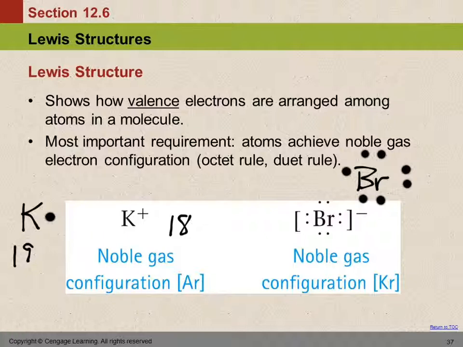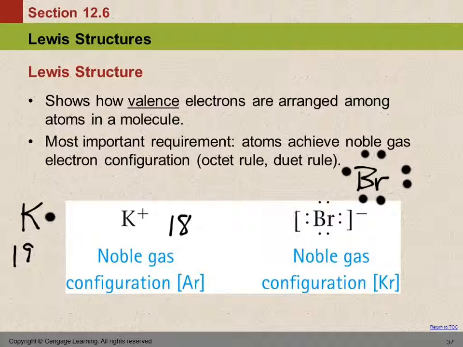Bromine wants to look like krypton. It wants to have 8 valence electrons. It's got 7, so it needs to gain 1, right? When it gains 1 electron, then it has what we call an octet. It has 8 valence electrons. Just like if you have 4 people singing, it's a quartet, and if you have 8 people singing, it's an octet of people. So we have an octet of electrons, 8 electrons. These are the outermost electrons, the valence electrons.